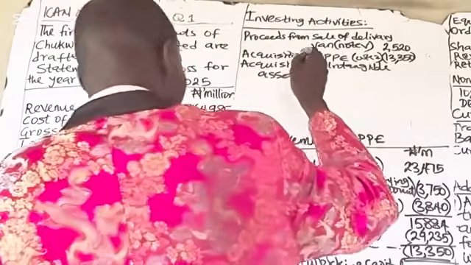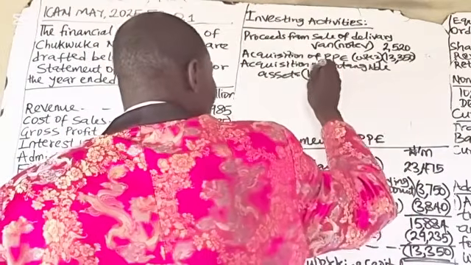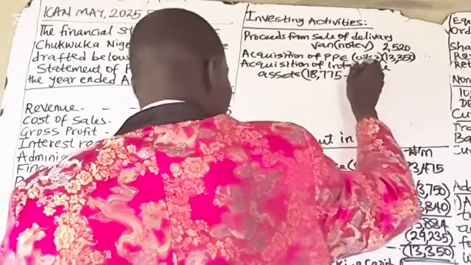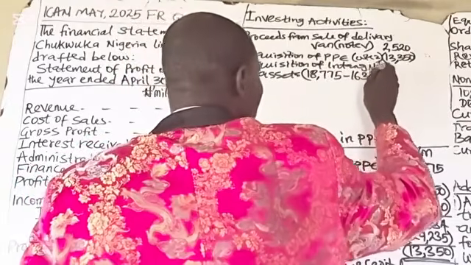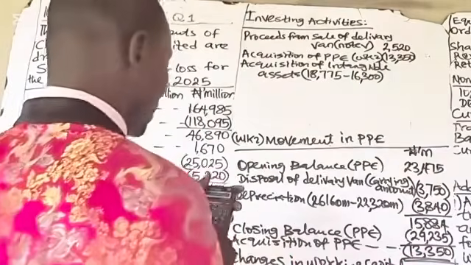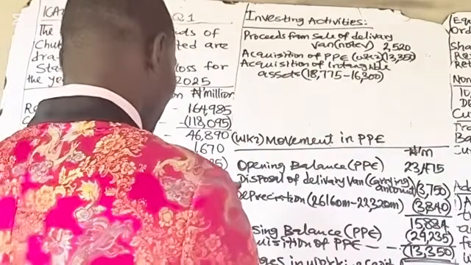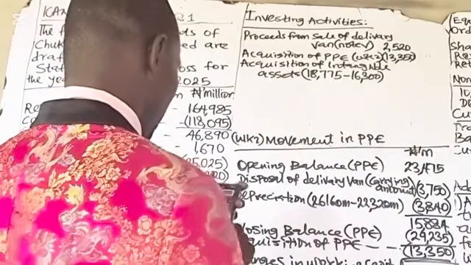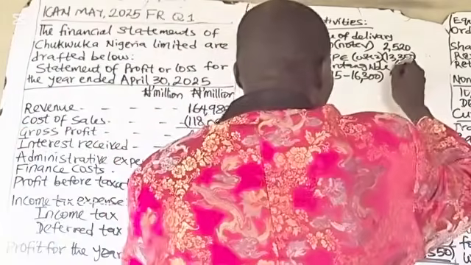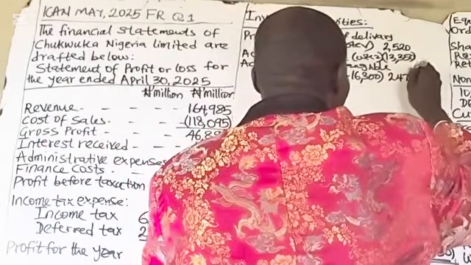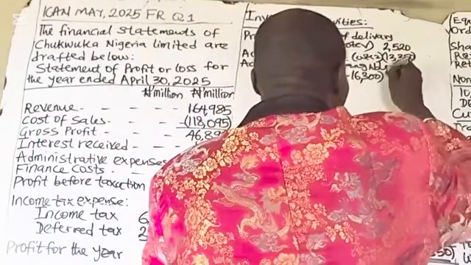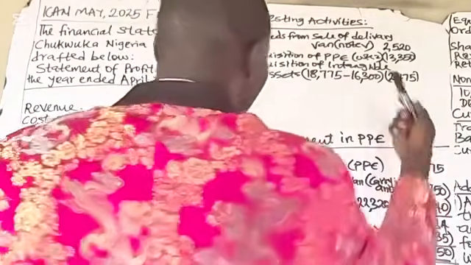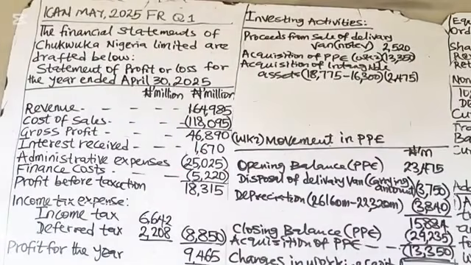The closing is 18,775, and the opening is 16,300. The difference is 18,775 minus 16,300, a difference of 2,475. Then this is acquisition. Acquisition will equally result in an outflow of cash.